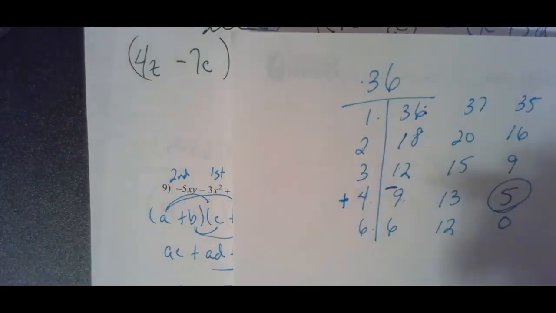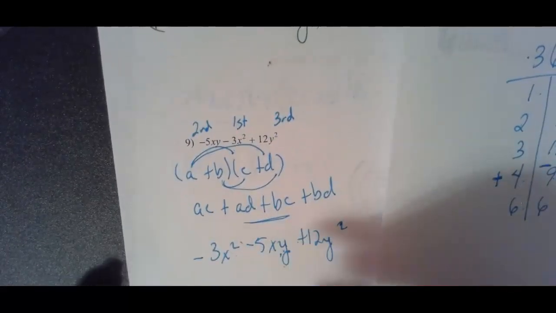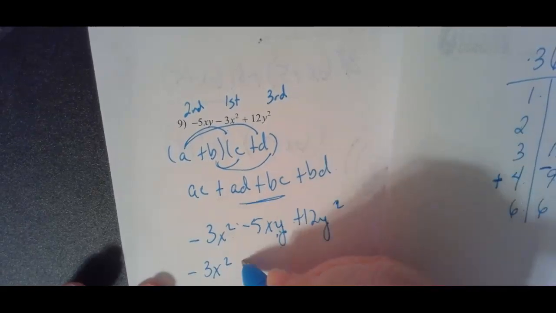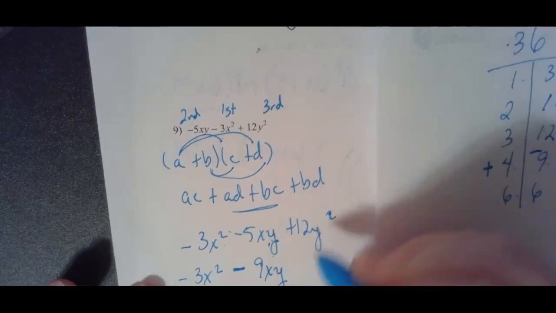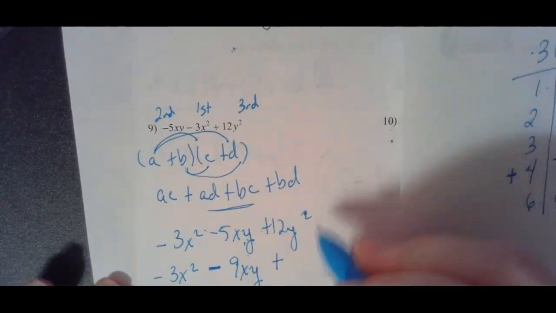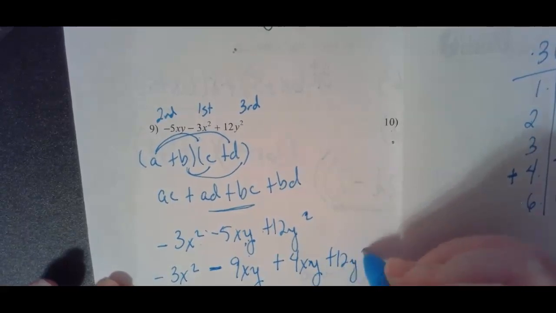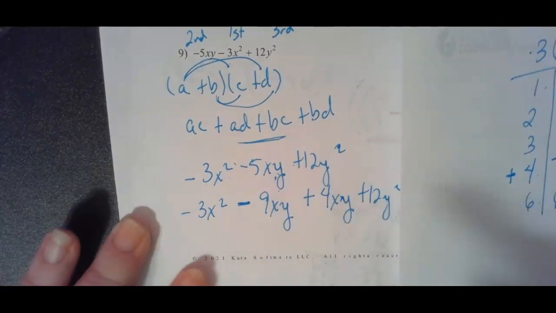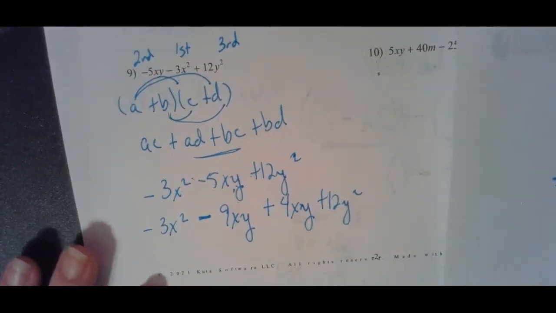Our positive number is going to be 4. So we're just going to rewrite this middle term like this: negative 3x squared minus 9xy plus 4xy plus 12y squared. If we go ahead and add these two together, it brings us back to negative 5xy. And we're allowed to do that. And now we're back to our 4 terms again.